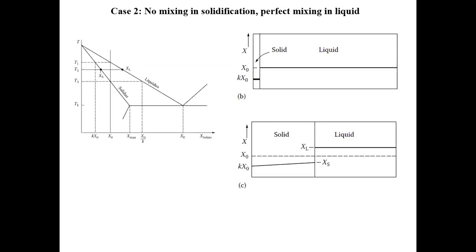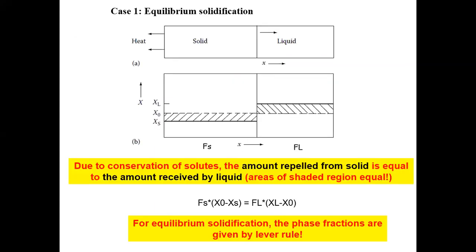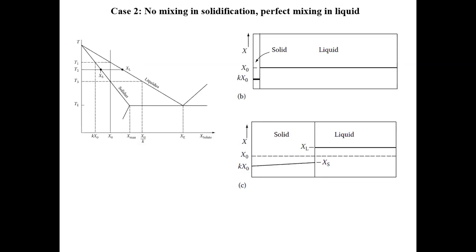This is the first case that I want to emphasize, which is the equilibrium case. For this case, it's very straightforward because everything is uniform within the liquid and within the solid, so we can recover the lever rule very easily using the conservation of solutes. But this is not a very realistic case because in real experiments, typically we cannot afford the time for the system to achieve equilibrium. So now we're going to look at some other scenarios, which I think are much more interesting, but also more complicated.